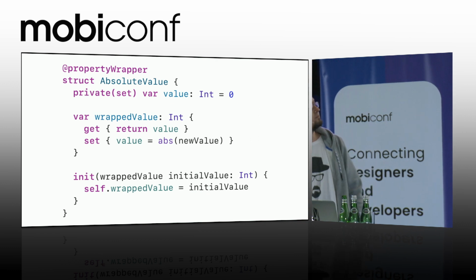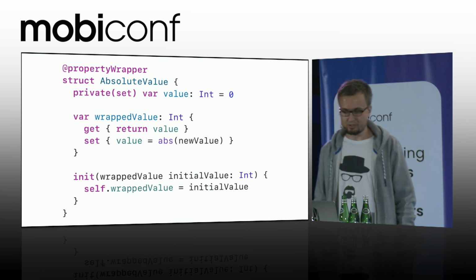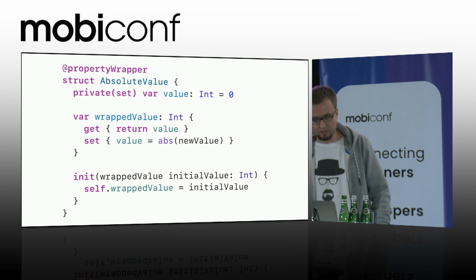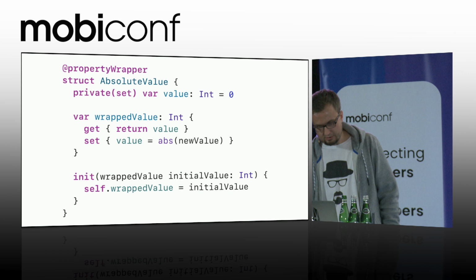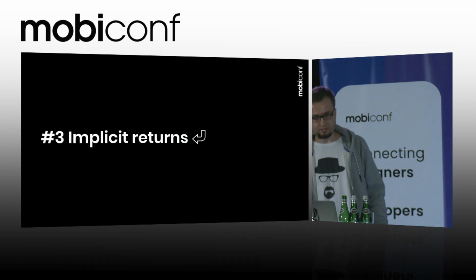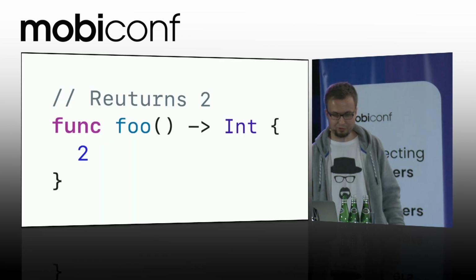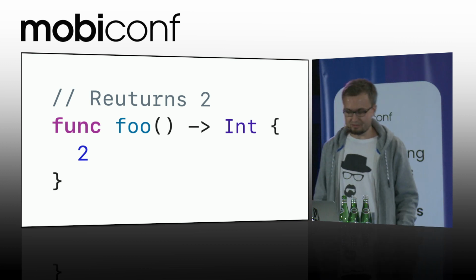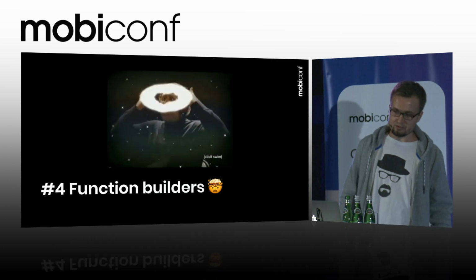There's the implementation. We just have to create a structure and decorate this with a property wrapper decorator. And all of the magic happens in the wrapped value computed variable, where upon setting, the value is converted into its absolute. As simple as that. And implicit returns, this is a pretty simple feature. Finally, in Swift, we don't have to write a return statement. Yeah, that's super cool. And the last part that allows SwiftUI to do its job is function builders.